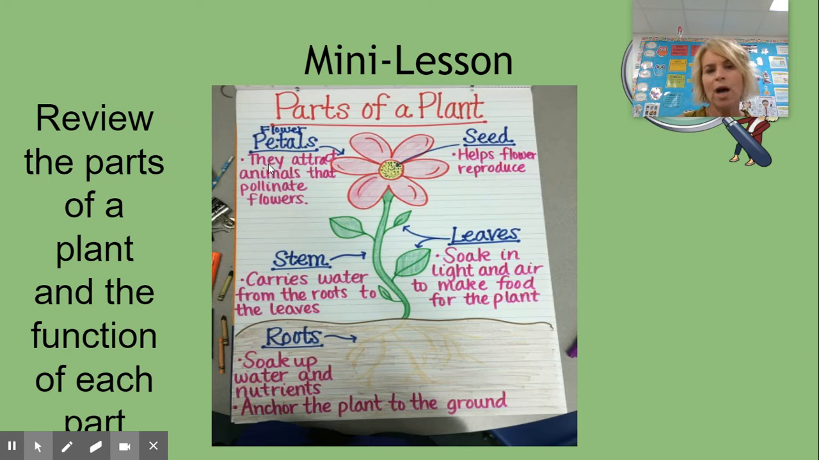The petal's job is to attract animals, usually insects, that pollinate flowers, like the bee, the butterfly, those types of animals. Inside that flower, we will find the seed. The seed is the beginning of a new plant. It helps the flower reproduce. Reproduce just means to make more. So the seed will help the plant to reproduce. We've got the stem.